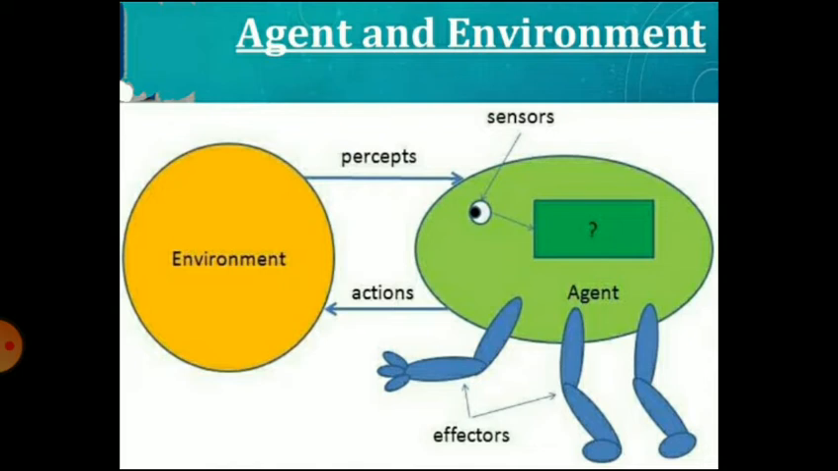At the top you can see the percepts, and for the agent there are the sensors and effectors, as shown. Percept means perceiving, that is, sensing the information from the environment. So the agent perceives information from the environment through the sensors, and it takes action by using the actuators or effectors.